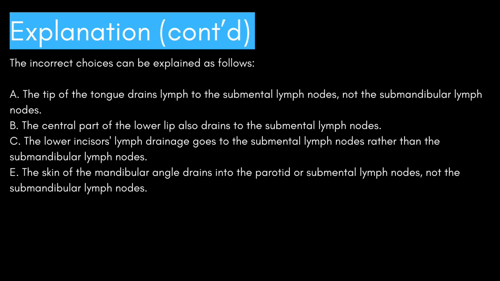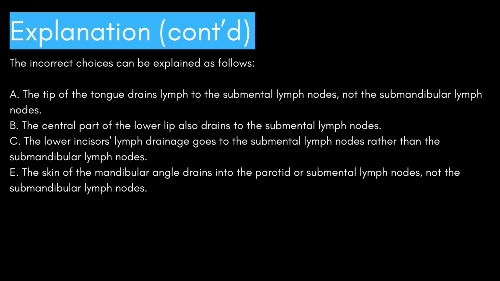The incorrect choices can be explained as follows. A. The tip of the tongue drains lymph to the submental lymph nodes, not the submandibular lymph nodes. B. The central part of the lower lip also drains to the submental lymph nodes. C. The lower incisors lymph drainage goes to the submental lymph nodes rather than the submandibular lymph nodes. E. The skin of the mandibular angle drains into the parotid or submental lymph nodes, not the submandibular lymph nodes.